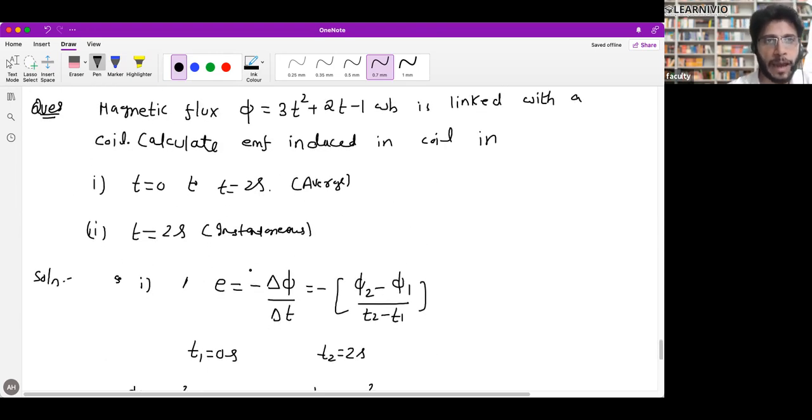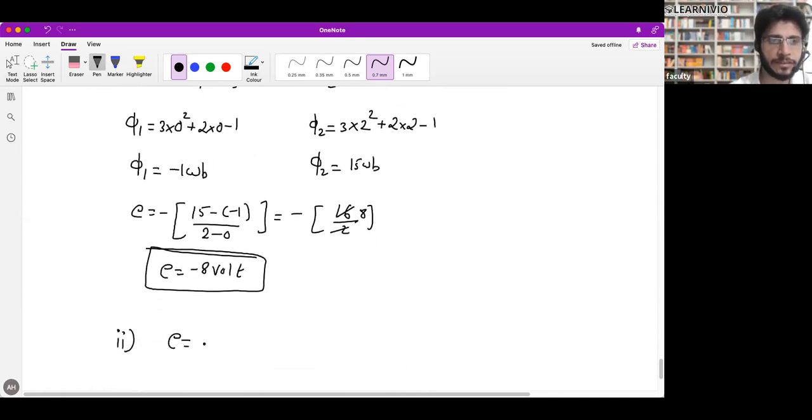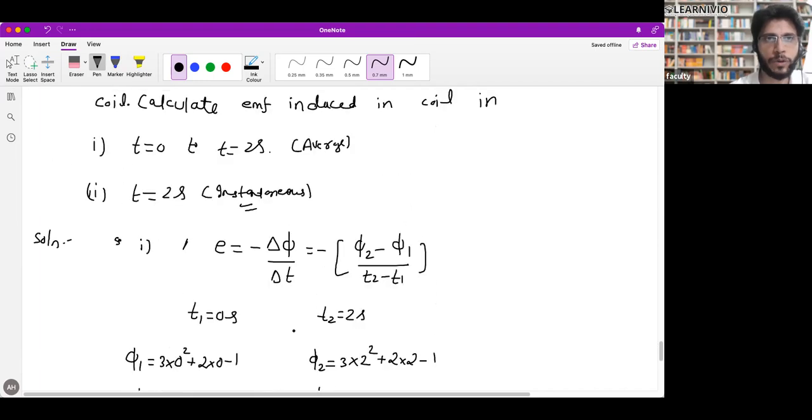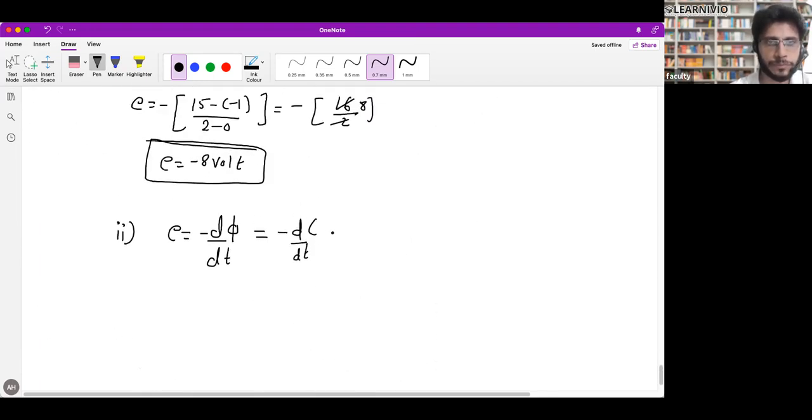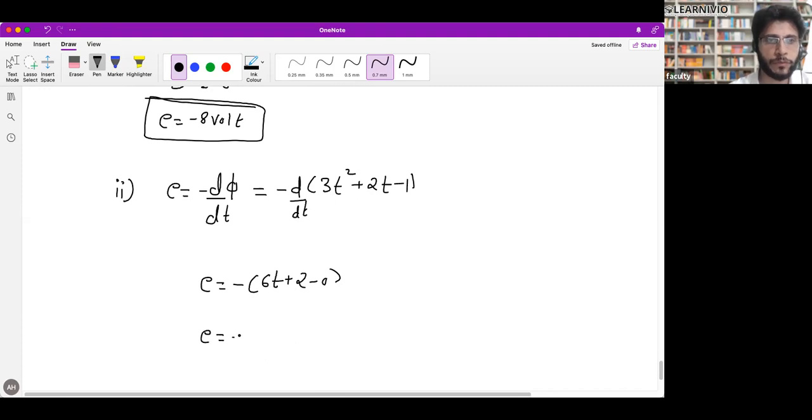Second part. At t equal to 2 seconds means you have to calculate the instantaneous EMF. For instantaneous EMF, you can write this as minus of d over dt of phi. So it's minus of d over dt of phi, which is 3t square plus 2t minus 1. So EMF is minus of, when you differentiate it, you get 6t plus 2 minus 0.